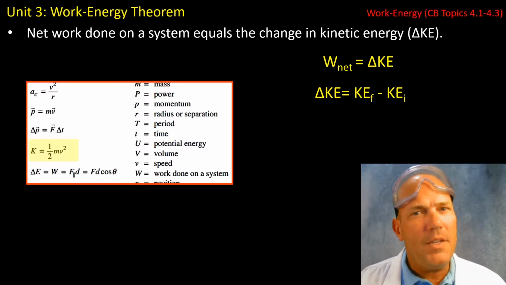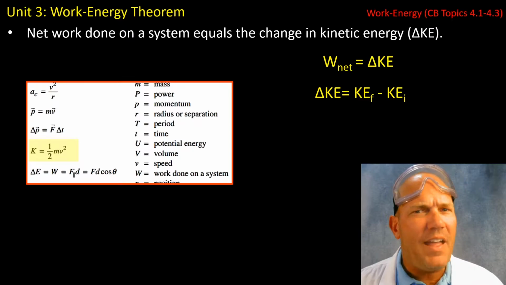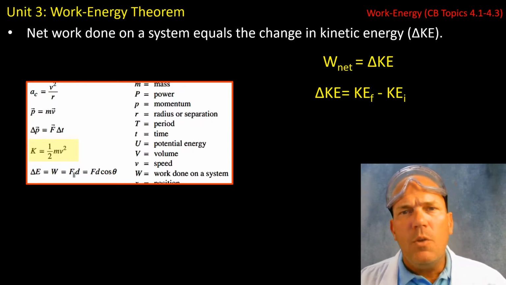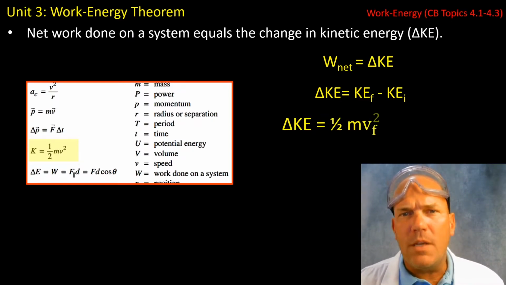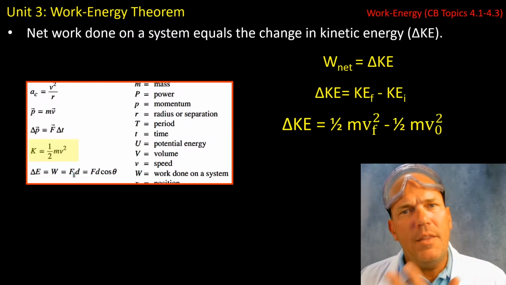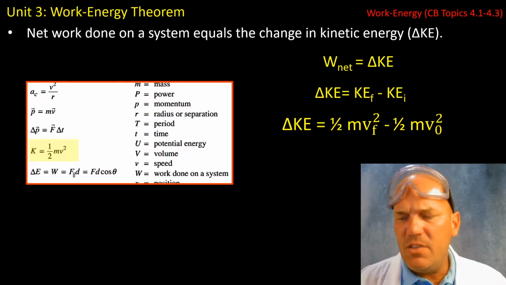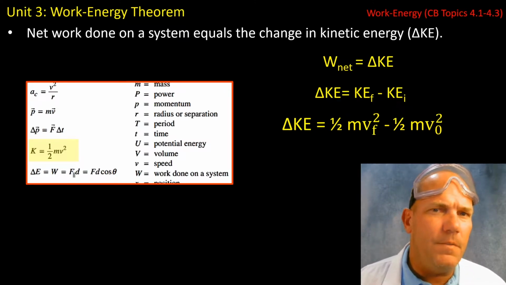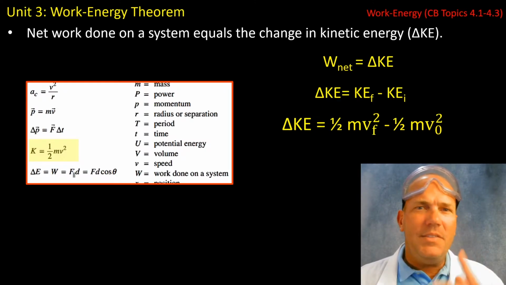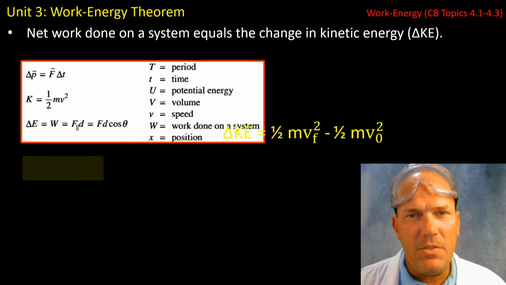And recall that anytime we're finding the change in a value or a quantity, we're going to take the final quantity and subtract from that the initial quantity. Therefore, the change in kinetic energy is equal to 1/2 mv squared final minus 1/2 mv squared initial.